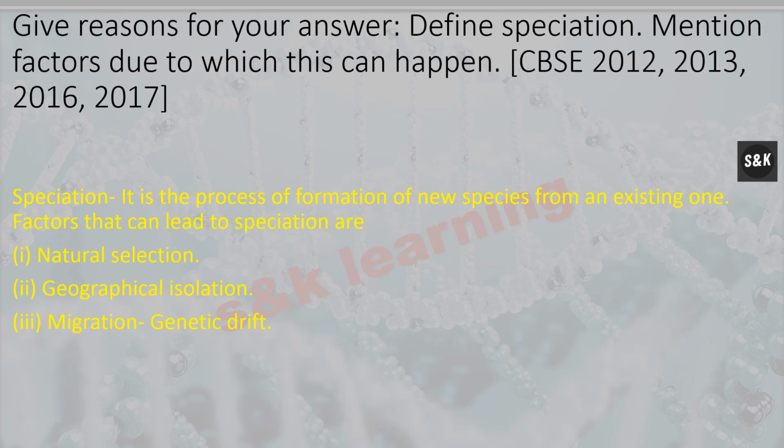Define speciation. Mention factors due to which this can happen. Speciation is the process of formation of new species from an existing one. Factors that can lead to speciation are natural selection, geographical isolation, migration, genetic drift.